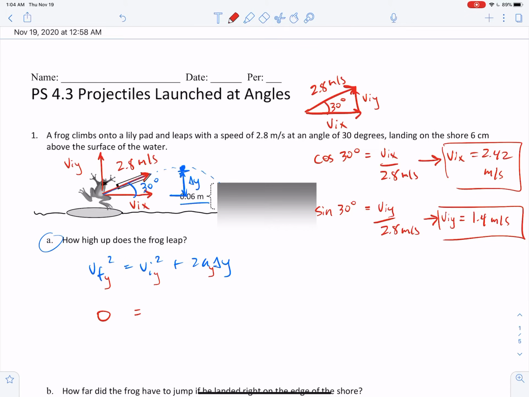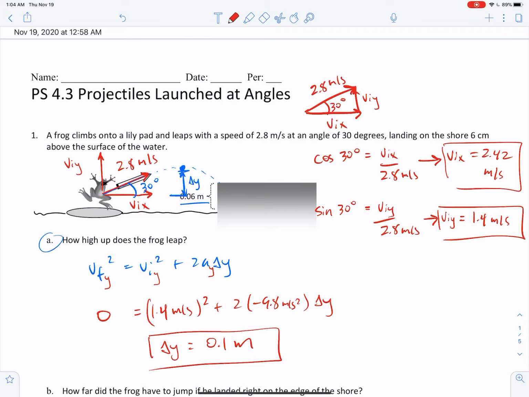Okay, so I have that. I'm going to plug that in here. I'm going to square it. The vertical acceleration is negative 9.8 meters per second squared, and then I can now find delta y. So subtracting both sides by 1.4 squared and dividing by 2 times negative 9.8, I get that delta y at the peak is going to be 0.1 meters. So that's how high the frog is going to go above its jumping point.